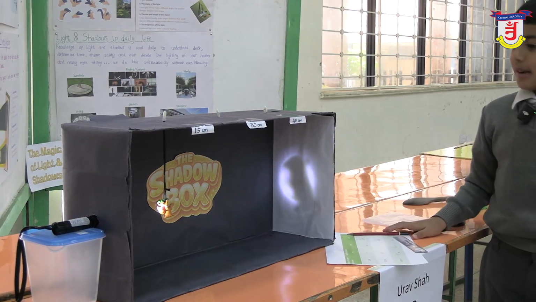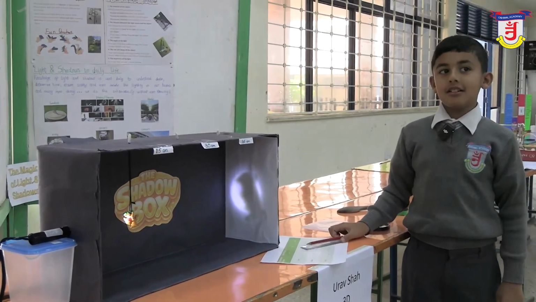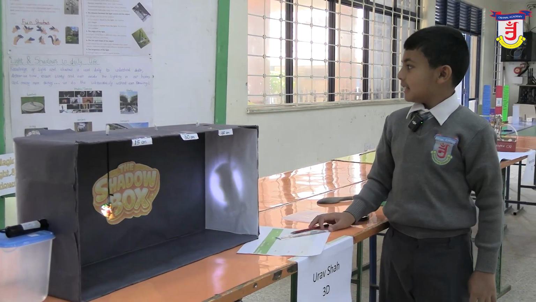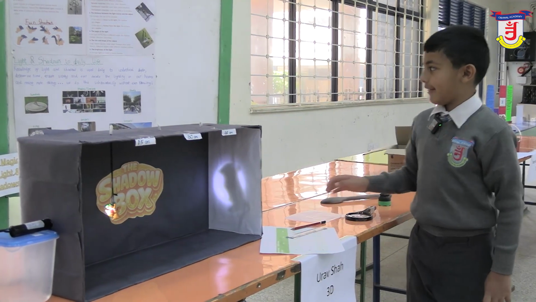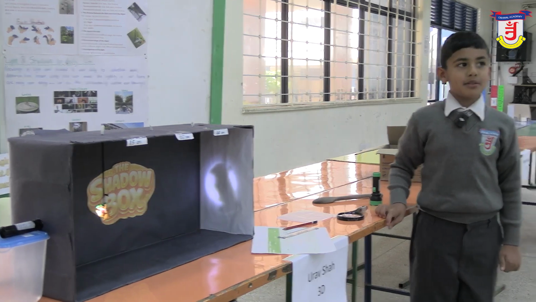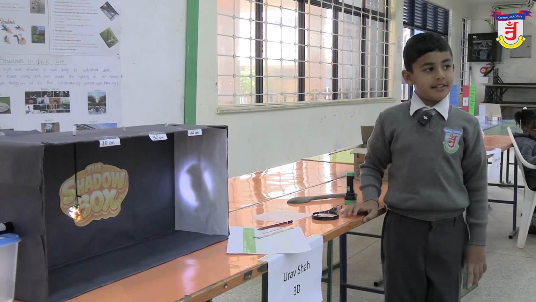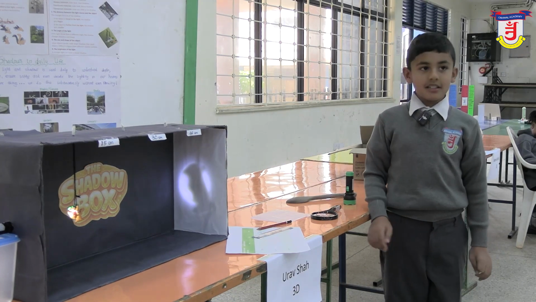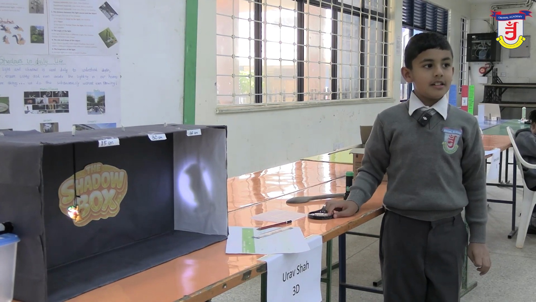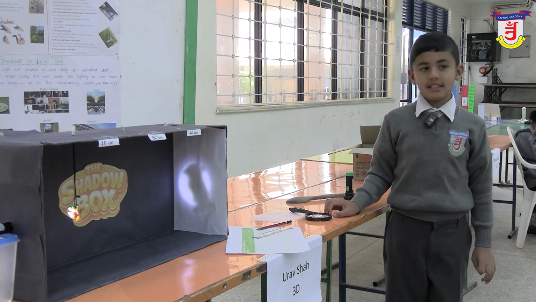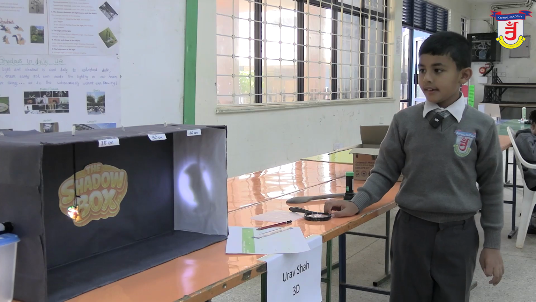As you can see, my prediction was correct. The closer the object is to the light source, the bigger the shadow. The controlled variables of my investigation were the same torch and brightness of light, the same small toy, the same box, and the same unit of measurement. The independent variable was the distance of the object from the light source, and the dependent variable was the size of the shadow at different distances from the light source.